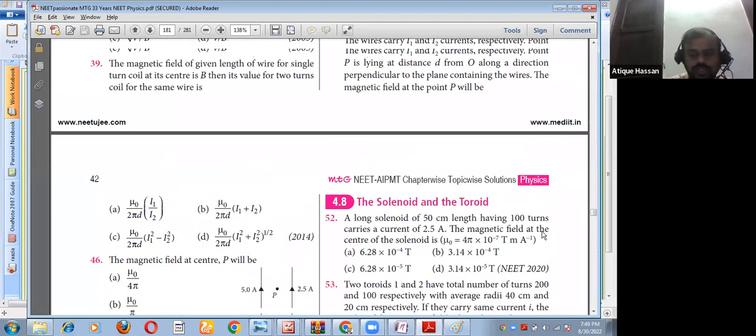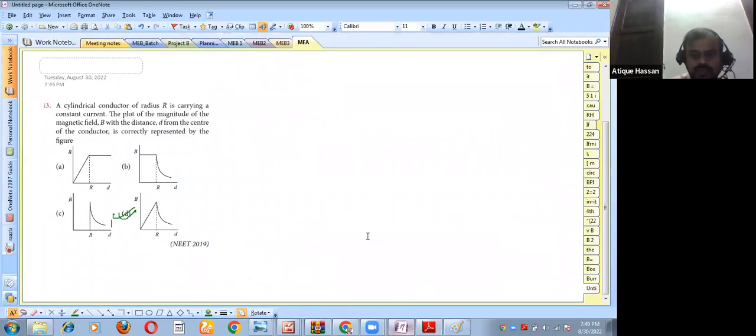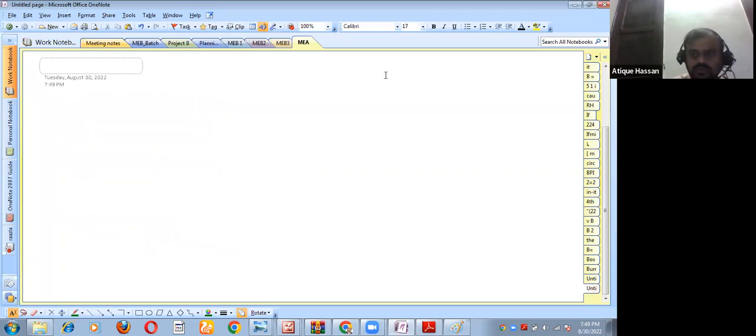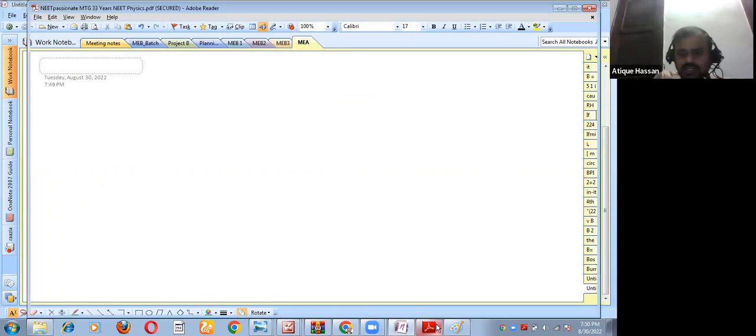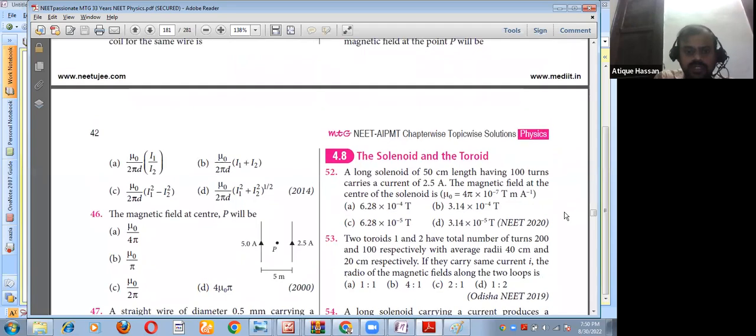Now I will give you some questions based on Ampere's circuital law as homework. You can do that. Moving to the next theory, that is force on a current carrying wire. Very easy, we know that. So I will not do the theory of solenoid and force on a current carrying wire, we all know that. We will do some questions based on that directly, and then we will do the galvanometer part.